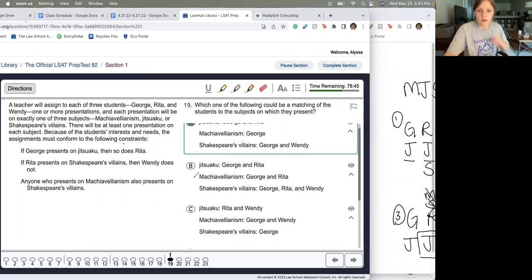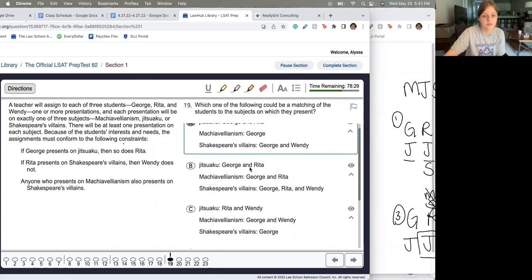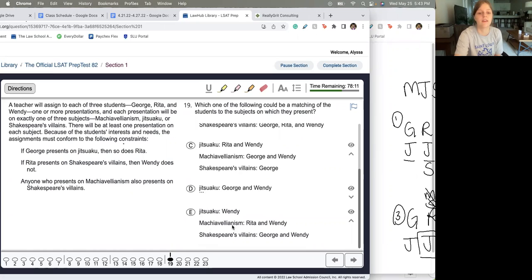So can I still scroll? No, I can't. Okay, so we go through our rules to eliminate which ones are violating our rules. That's going to be a wrong answer choice. So rule number 1 is if G presents on J, then so does R. So if I have G and J, I'm going to have R. We're good there with B. C, we're good because G is not in J. So we don't have to worry about that. D, G is in J, so we have to have R. Means that we're not going to have this one because I don't have R. And again, E, G is not in J, the rule doesn't apply.